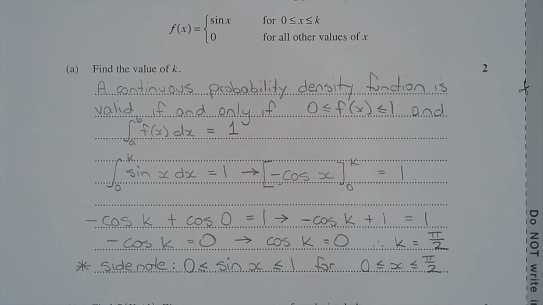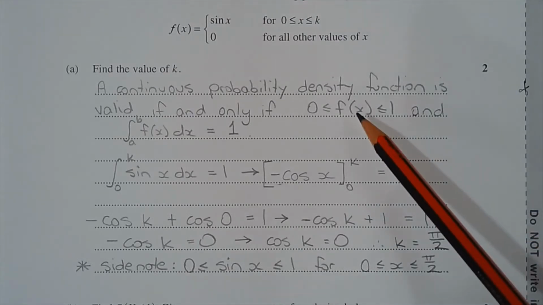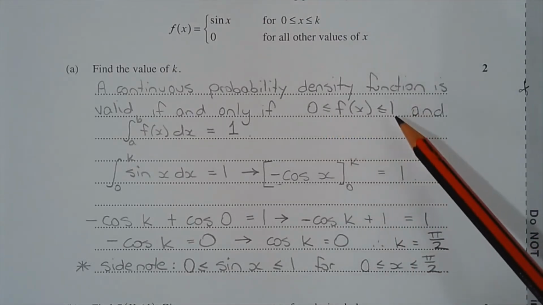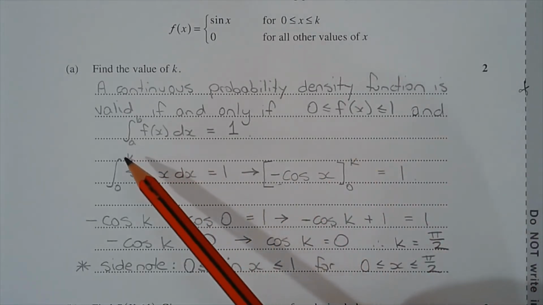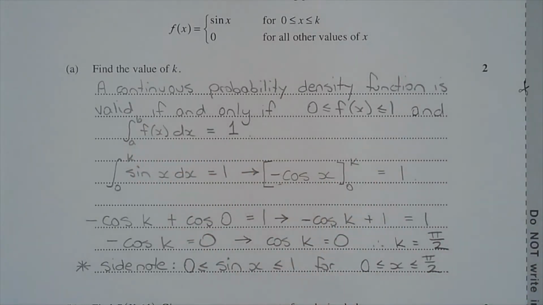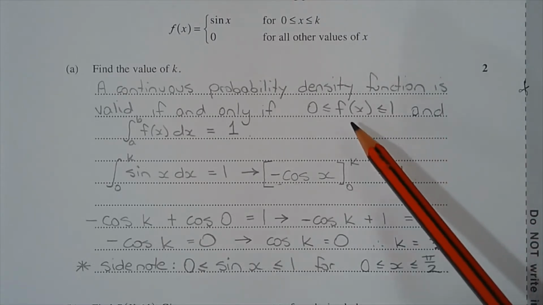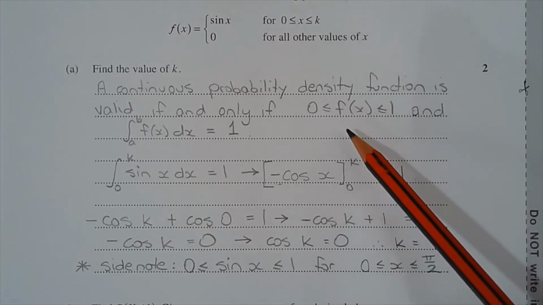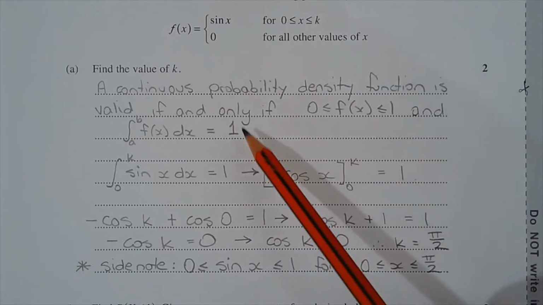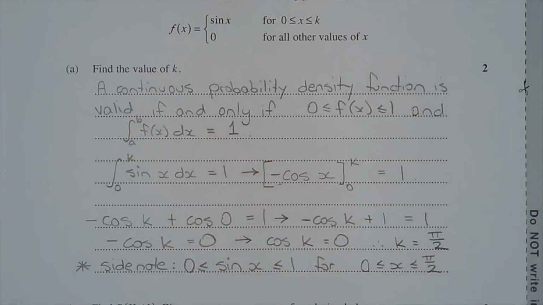A continuous probability density function behaves in a similar way to a discrete probability density function, and it's valid if and only if f of x is greater than or equal to 0 and less than or equal to 1, and the integral from a to b of f of x dx equals 1. This is similar to a discrete probability density function where the probabilities of all the outcomes, that's p of x, must lie between 0 and 1, and the sum of all the probabilities must equal 1.